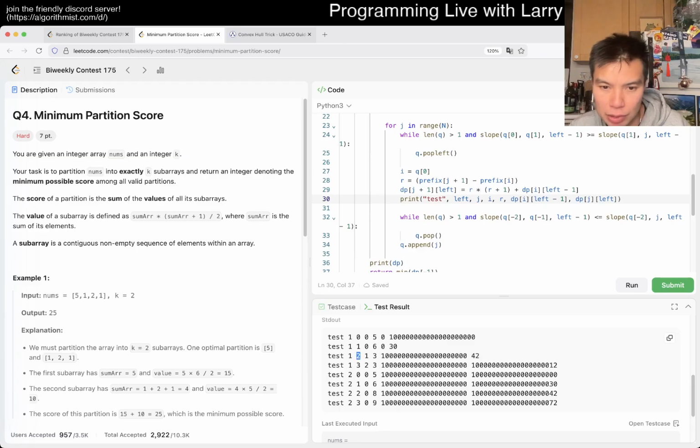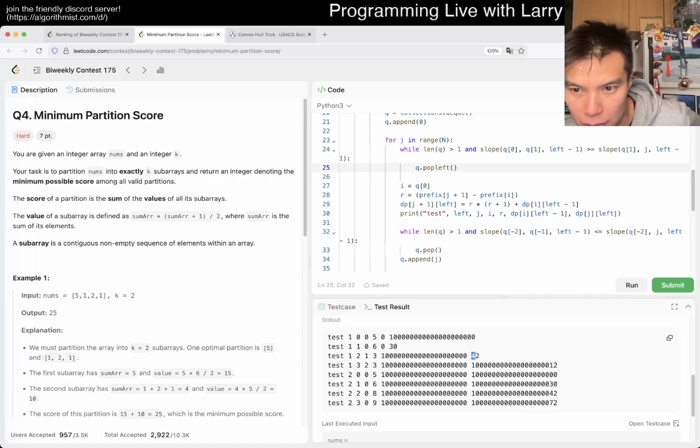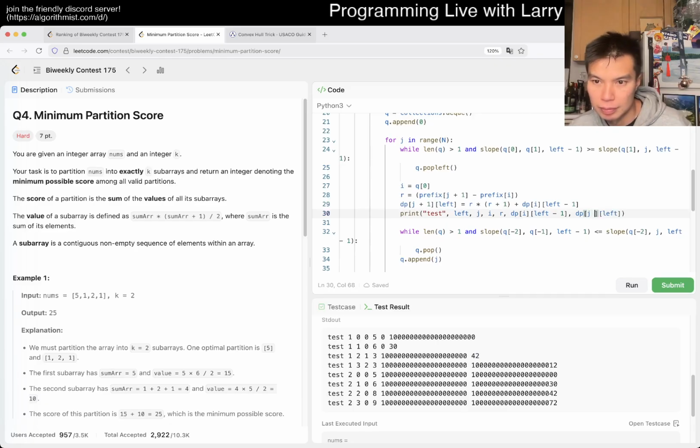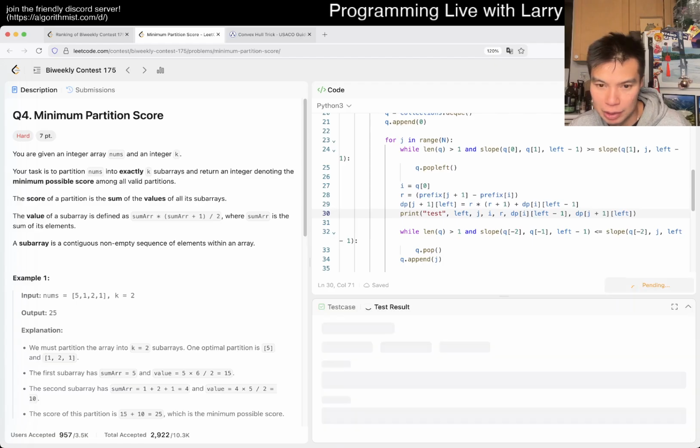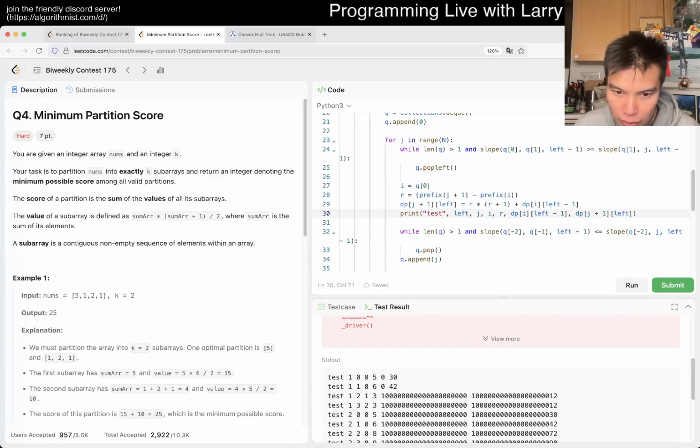This doesn't make sense. Why would 2 go to 1? I mean, it's because my slope is wrong, but 42. That's why this is not what we just updated. That's what I wanted to have. Okay, this is better.